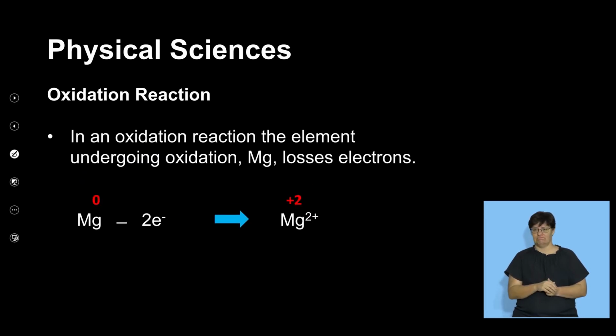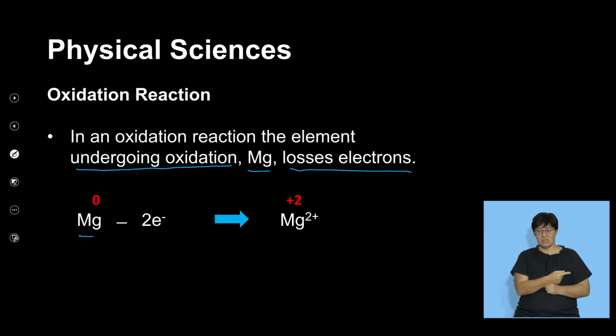Then in an oxidation reaction, the element undergoing oxidation, in this case magnesium, is the substance that undergoes oxidation. And when a substance undergoes oxidation, it loses electrons. So one way of looking at it, we can say magnesium lost. The negative suggests that it's a loss, or we remove electrons. So magnesium loses 2 electrons, and it gives us Mg2+.